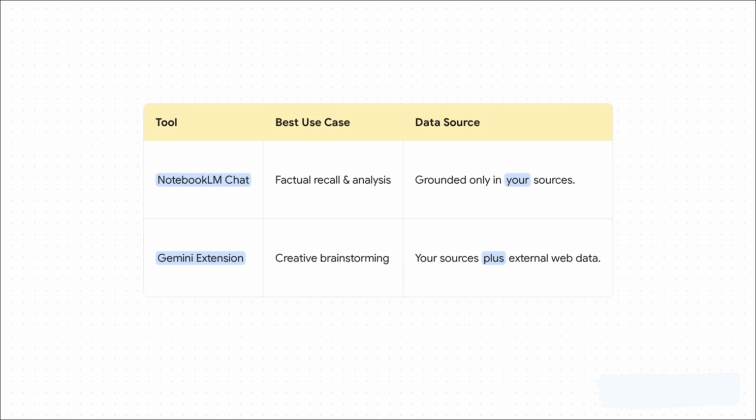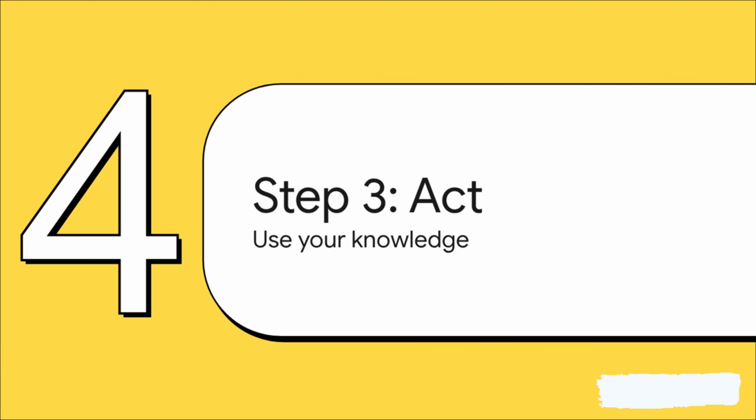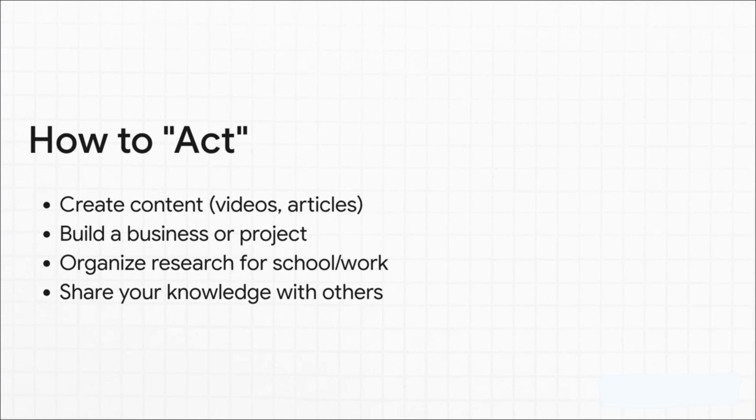And that brings us to step 3, which is probably the most important and, honestly, the most overlooked step of all: acting on your insights. Because let's be real, all this amazing organization and learning is totally wasted if you don't actually do something with it. So, what does acting on your knowledge even look like? Well, it could be creating content, right? Like scripting a video or writing an article based on all your organized notes. It could be building out a business plan for that new project you've been dreaming about. If you're a student, it means organizing your research for a killer paper. Or it could be as simple as just sharing what you've learned, all nicely structured, with your team or your friends.